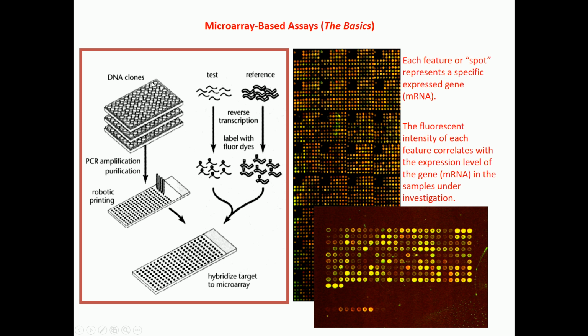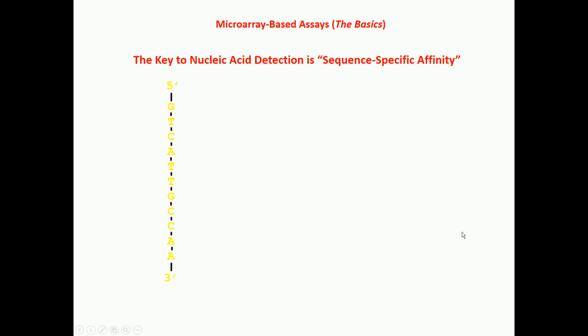So this basically explains the technology. First of all, you can purify the DNA, and with robotic printing, these DNA, you see these spots, can be attached on this chip. Then you can extract your mRNA, and that mRNA can be converted into cDNA and labeled, and then you can pour it, and this is what it is basically. So each feature or spot represents a specific expressed gene. The fluorescent intensity of each feature correlates with the expression level of the gene in the samples under investigation.